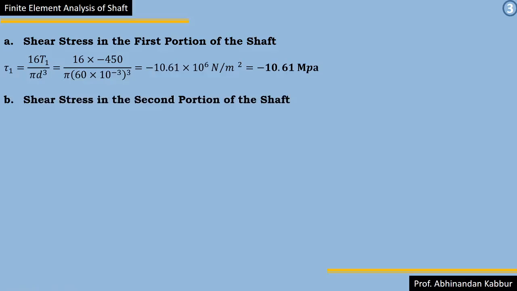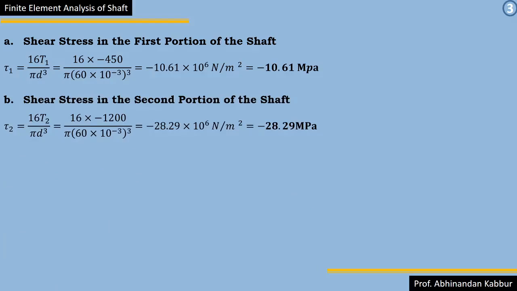Similarly, I need to calculate the shear stress on the second portion of the shaft. So tau 2 is equal to 16 into T2 divided by pi into d cube, where the diameter is the same throughout the shaft. So I simply considered it as d, either d1 or d2, that will be equal to d. While substituting the values, it is 16 into T2, which is minus 1200, pi into d cube, once again with the diameter in meters. After solving this, I am going to get minus 28.29 into 10 to the power of 6 Newton per meter square, nothing but minus 28.29 megapascal. That is the calculation of shear stress.